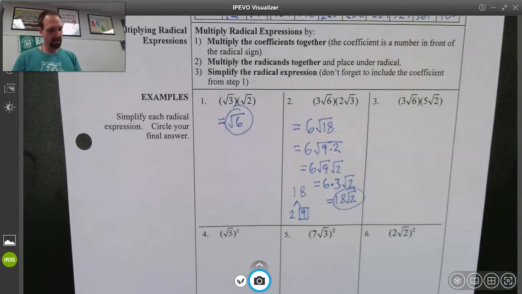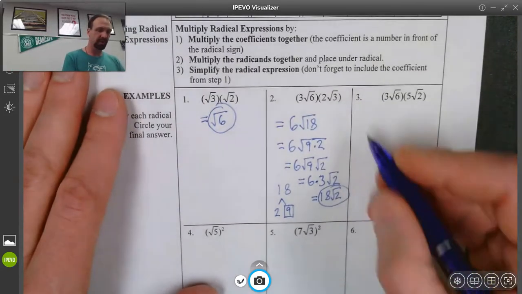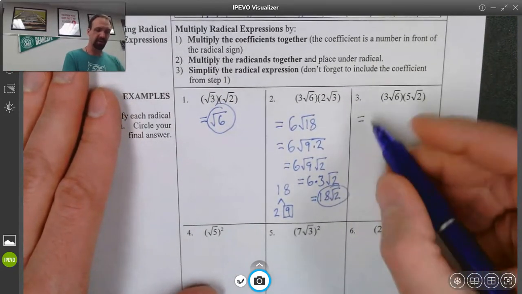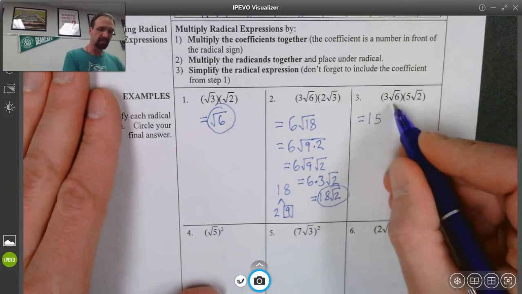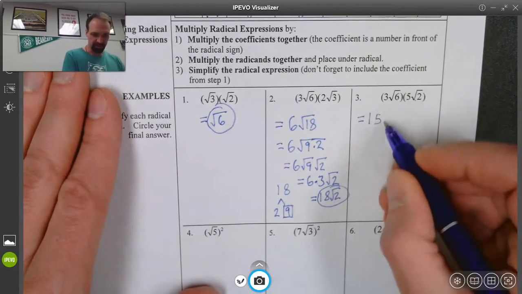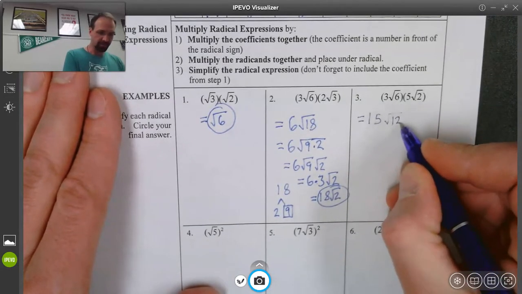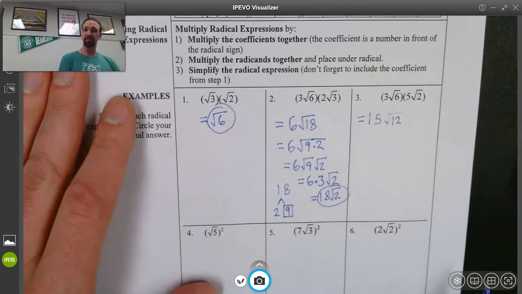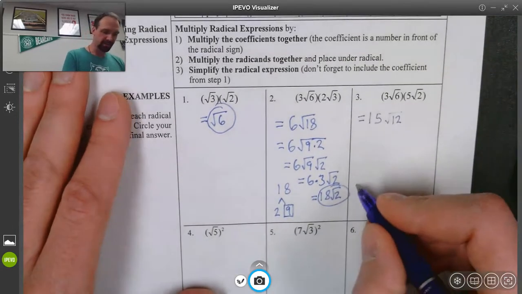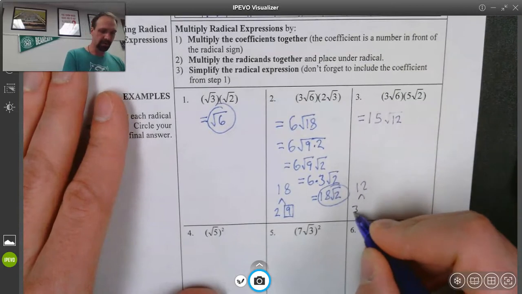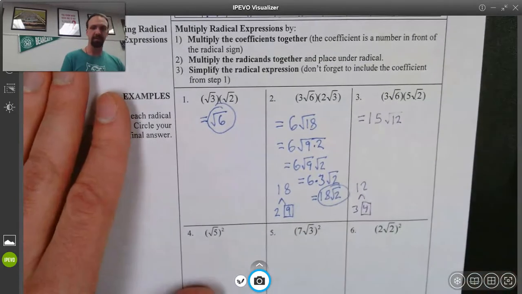Next one is 3 square root of 6 times 5 square root of 2. So again, we multiply out the coefficients first. 3 times 5 is 15. And then square root of 6 times square root of 2 is going to be square root of 12. Now I see if there's any perfect squares that I can take out of 12. There is. It is 4 and then 3.